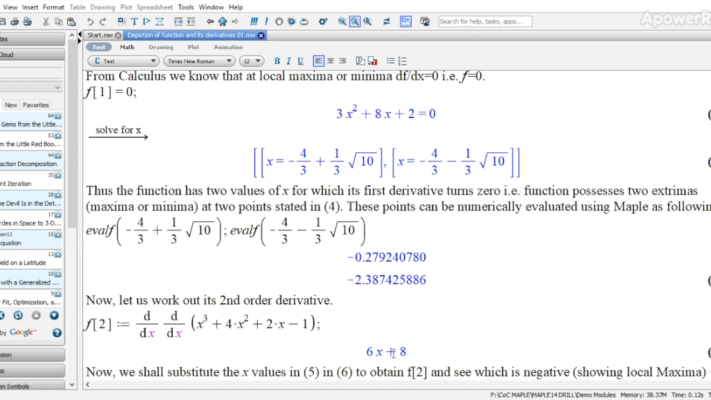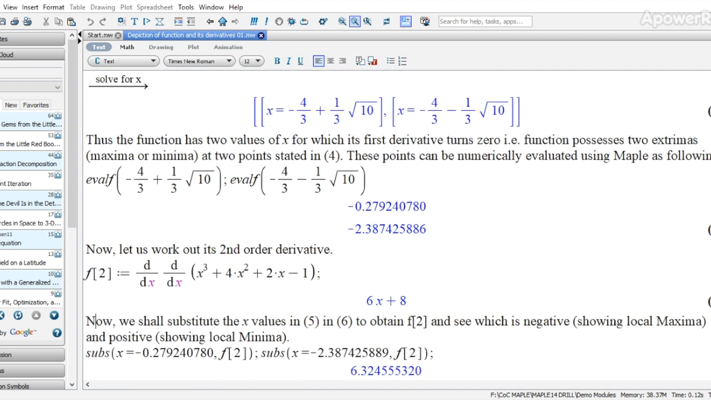Now we want to confirm which is maxima or which is minima, or both are maxima or both are minima. To test that, we shall find the second order derivative of the function, and the second order derivative of that function obviously is 6x plus 8.